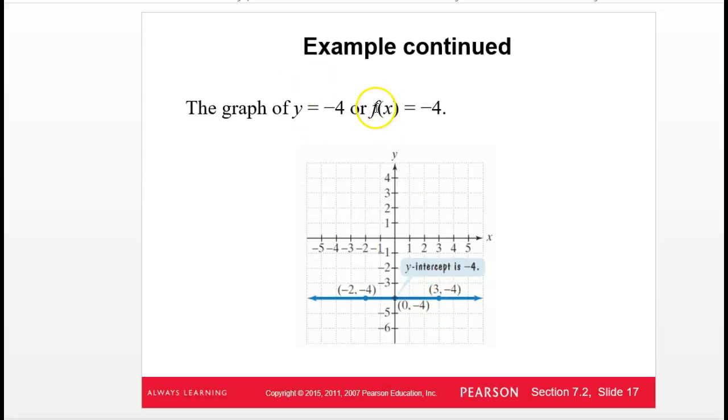All right, remember f of x is just a kind of fancy mathematical way to say y. It's what we call function notation. The f stands for function. But just know f of x is the same as y.